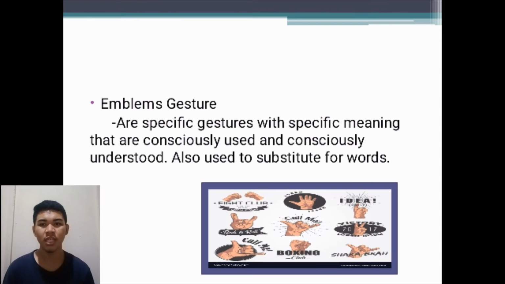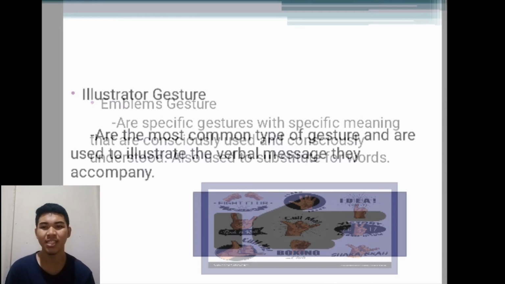Let's talk about emblem gestures. Emblem gestures are specific gestures with specific meaning, consciously used and consciously understood. These are also used to substitute for words. But it is still different from the signs used by hearing impaired people or others. A raised thumbs up is an example of emblem gestures that means okay. Same is true with circling the index finger at the side of the head, signifying craziness.